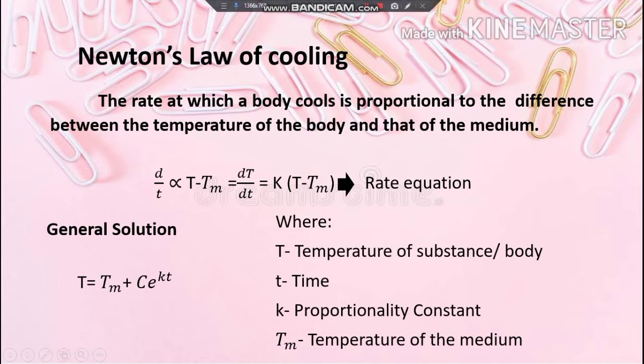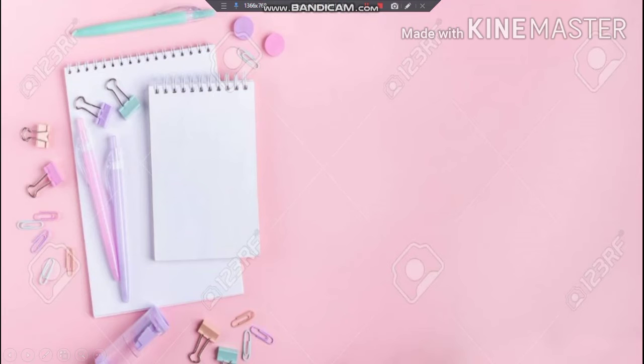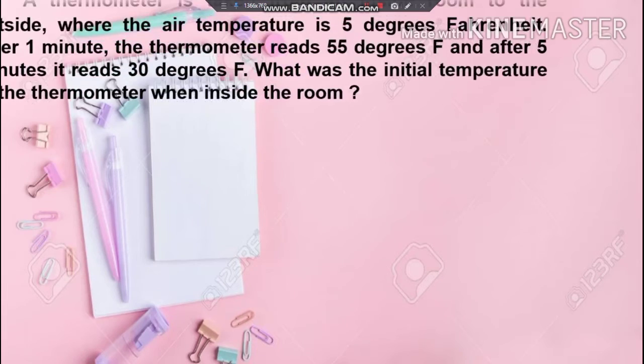Where the big T is the temperature of the substance or the body, the small letter t is the time, k is the proportionality constant, and T sub m is the temperature of the medium. Now, to use the general solution, this is the solution now.